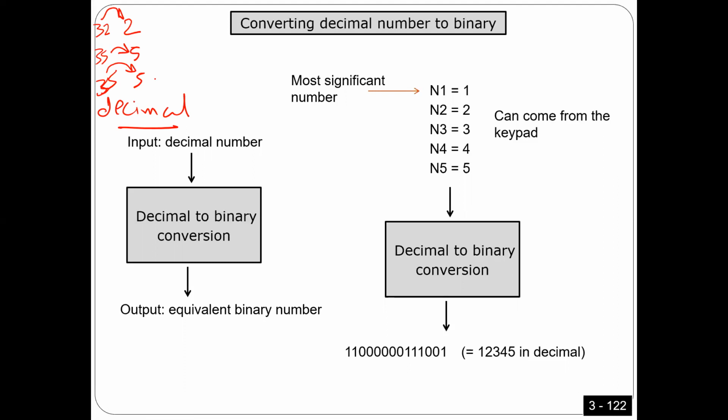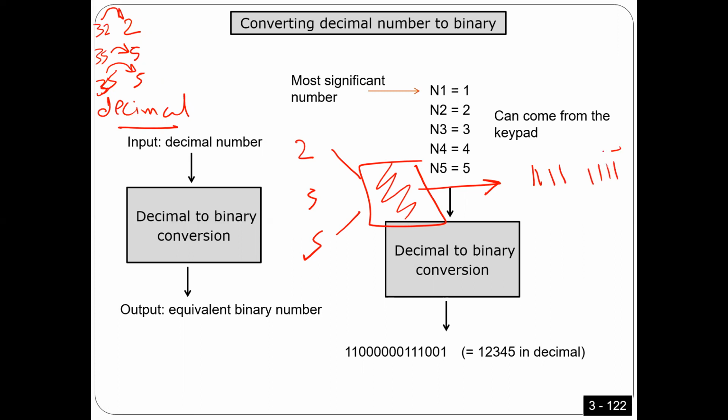So the keyboard is going to give you 32. You subtract 30, you get 2. 35, you subtract 30, you get 5. 35, you subtract 30, you get 5. So now you have 2, 5, 5. Given 2, 5, 5, I have to run an algorithm so that I get 1 1 1 1 1 1 1 1, which is 255 in binary. Is that okay, guys?